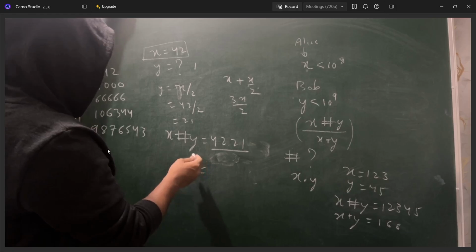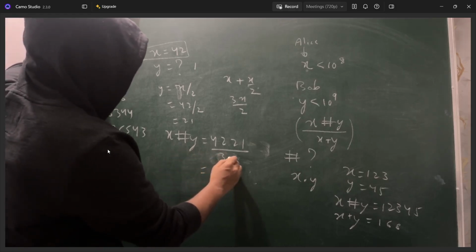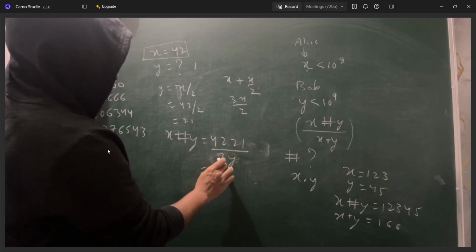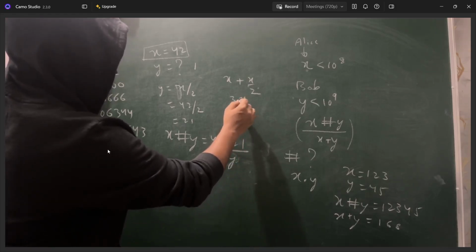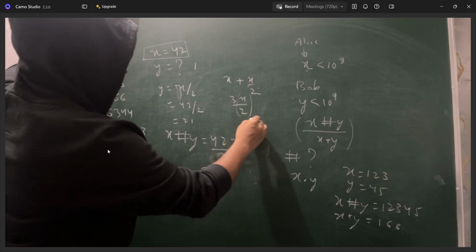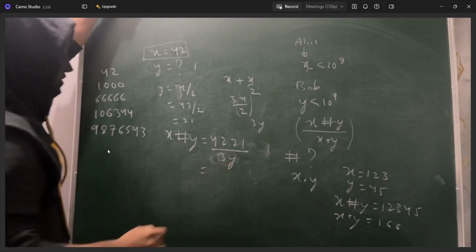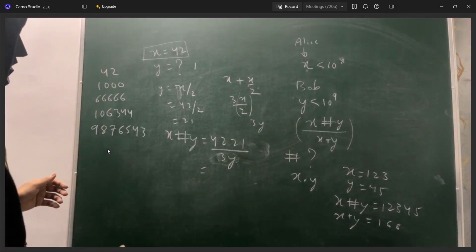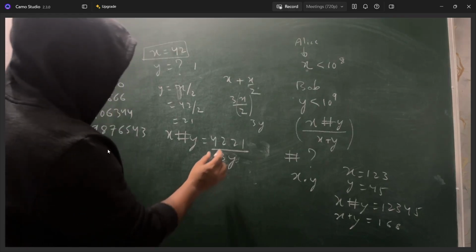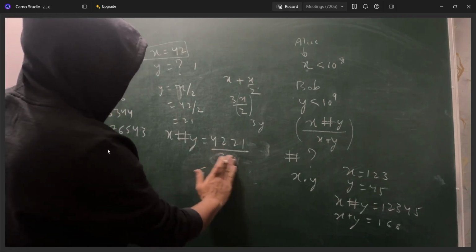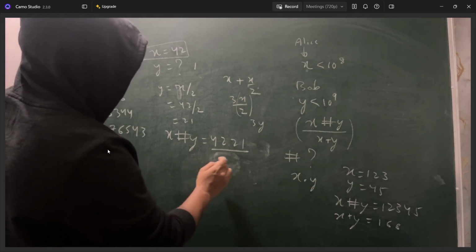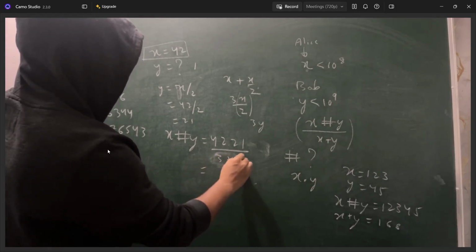you can write in the form of y, you can write in the form of 3y, right? Because as you know, x by 2 is y, so you can write in the form of 3y in the denominator. And as you know, what I'm trying to say is that we have 3 into 21, right?